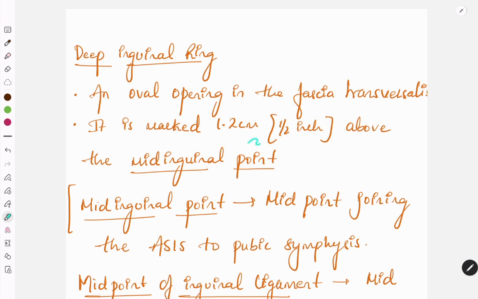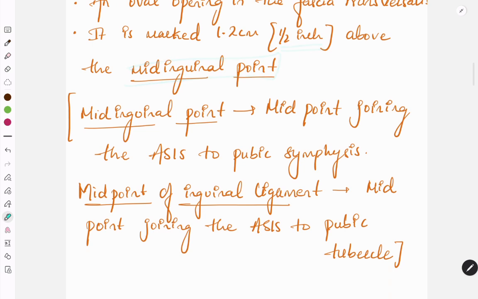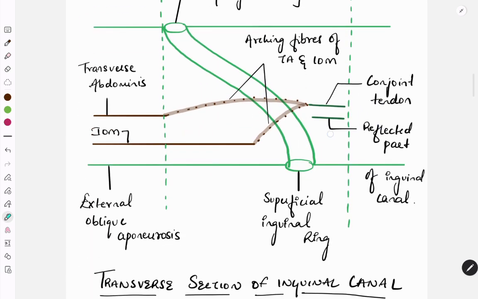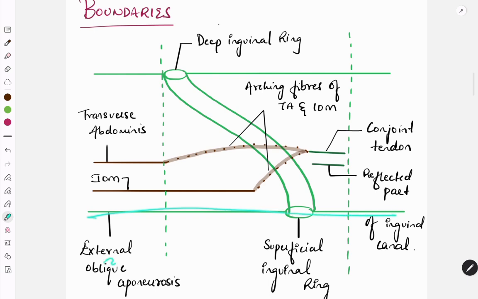Okay, and where will you locate it in a patient? You will locate it half an inch above the mid inguinal point. We learnt about the difference between the mid inguinal point and the midpoint of the inguinal ligament. Moving on to the boundaries, we all know anteriorly it is skin and superficial fascia.